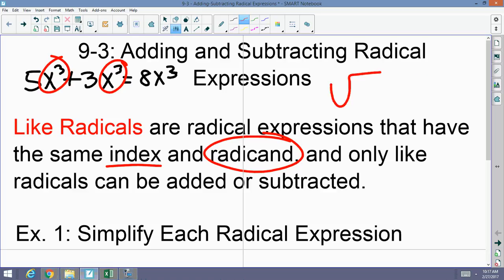Please remember that when you have a radical, the n here, that's my index. The radical itself is the radical sign, and the stuff inside of the radical is called the radicand. Okay, so please be careful. So in order for you to add like radicals, you have to have the same radicand, and you have to have the same index. Okay, same thing.